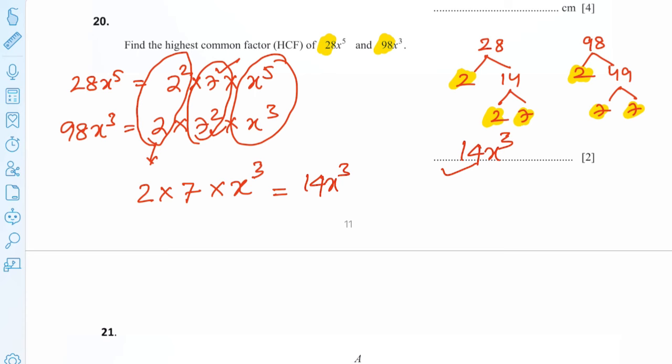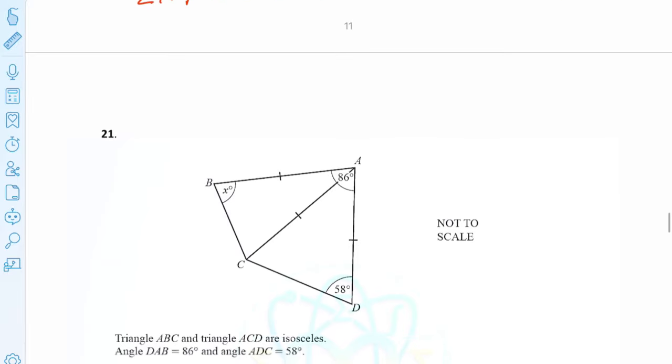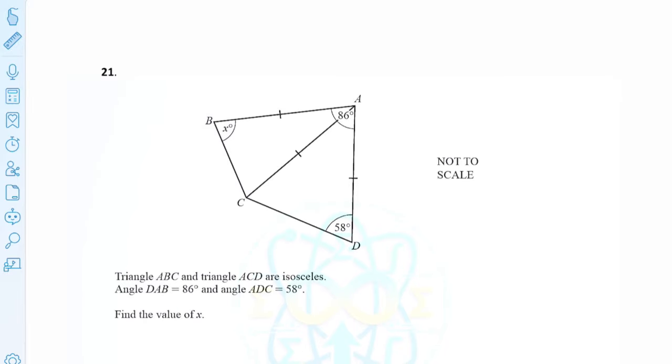Did you get it everyone clearly? Learn the process. I'm damn sure that you're going to get this kind of question in the exam paper. Clear? Okay, next question, 21.